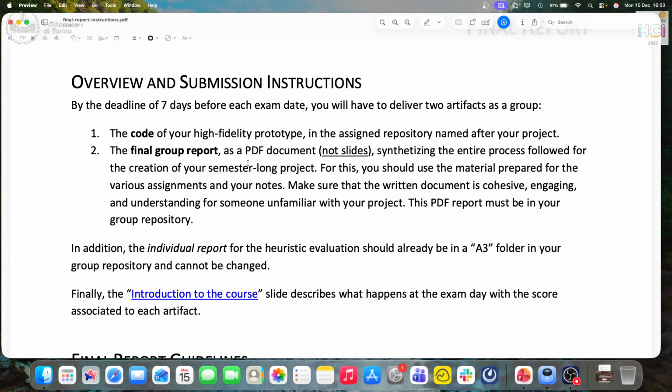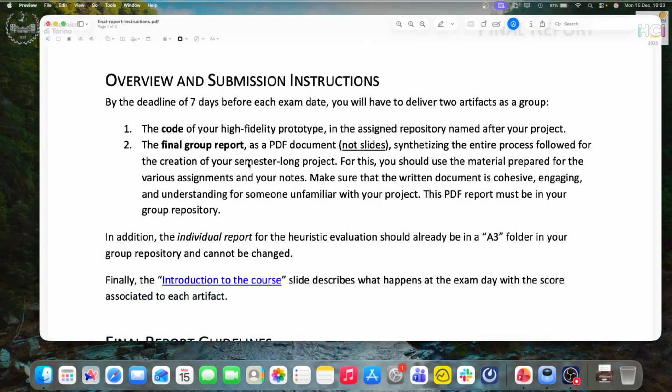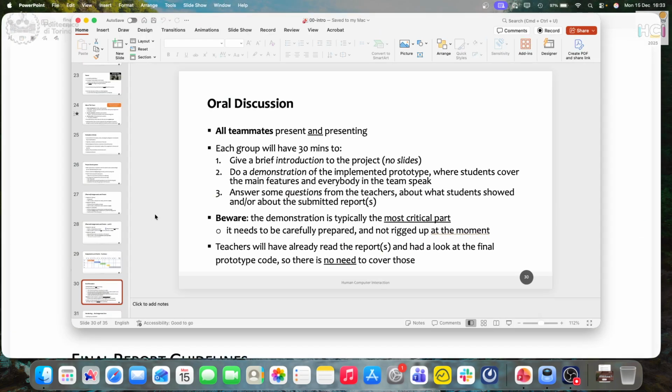Yes. In the oral exam, in the last 10 minutes, you and the other teachers will ask questions. The questions can also be about the theoretical. No. The questions will be about the project, about what you show or about what is written in the report.